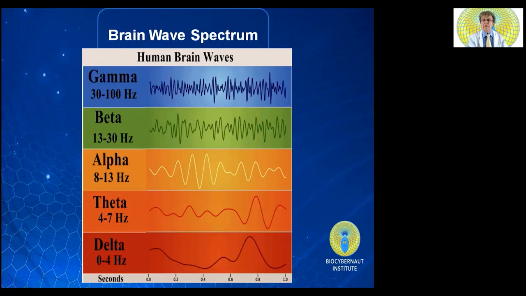Anyway, alpha begins at 8, goes to 13. Beta goes 13 to 30, and from there on up is gamma. And we may be able to go above that a little bit in something that we would call chirp. They're up, maybe up to 120 or 130.